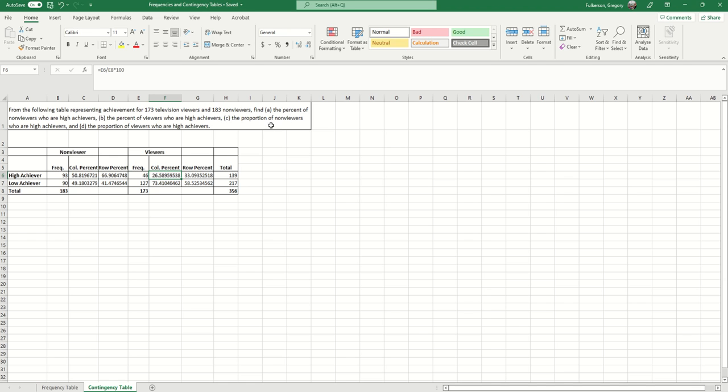The proportion of non-viewers who are high achievers. So non-viewers who are high achievers as a proportion, not a percent, is going to be 0.50. We just moved the decimal place over 2 spots. And the proportion of viewers who are high achievers, we just say 0.26 instead of 26%. All right, so that's just a quick little introduction to contingency tables and frequency tables.